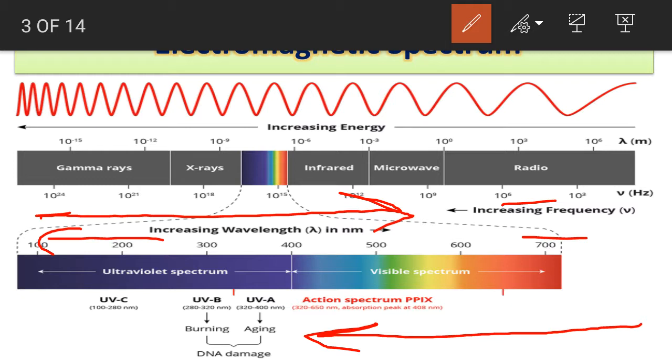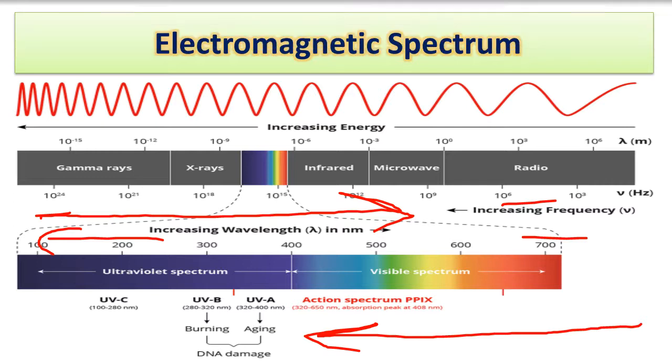So when we consider the relationship between wavelength, energy, and frequency, it is clearly understood that there is a direct relationship between energy and frequency. That means when energy is increasing, frequency is increasing. But there is an inverse relationship between wavelength and energy. That means they are inversely proportional. When wavelength is increasing, energy is decreasing.